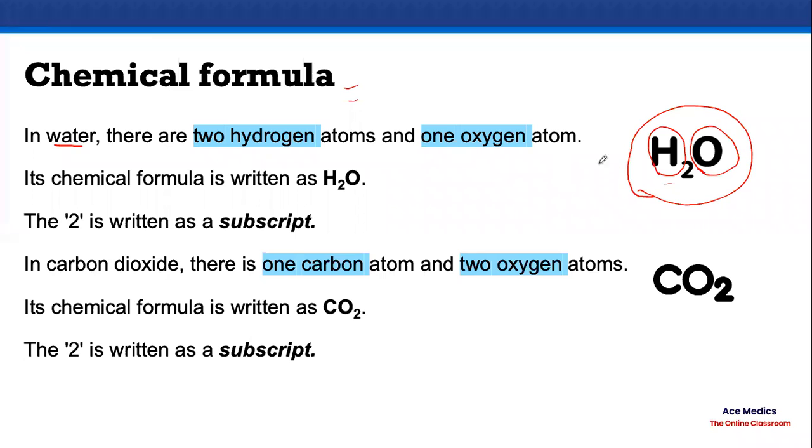And what is telling you that is this small number here that we call the subscript, okay? So this subscript is telling you that there are 2 hydrogen atoms and that there is 1 oxygen atom. So how do we know that there are 2 hydrogen atoms? Because they've written the 2 right next to the hydrogen, and there's nothing next to the oxygen, so you know it's just 1 oxygen and 2 hydrogen atoms.